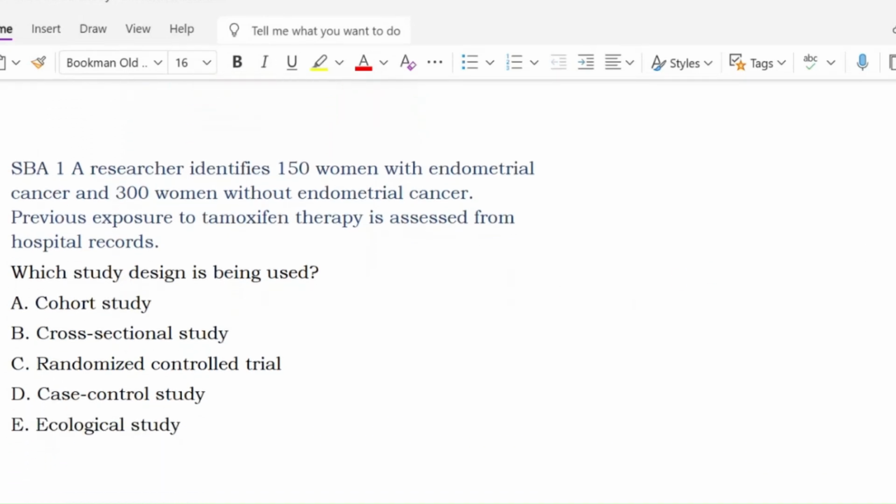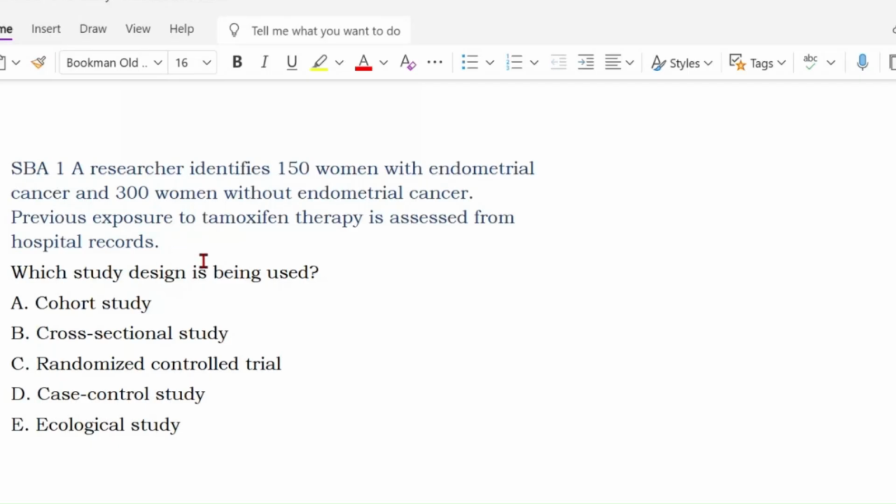Yes, sir. A researcher identifies 150 women with endometrial cancer and women without endometrial cancer. Previous exposure to tamoxifen therapy is assessed from hospital records. Which study design is being used? Cohort study, cross-sectional, RCT, case control, ecological study. Sir, case control study. Justify case control. Sir, because we are taking disease and the non-diseased one, endometrial cancer and without. And we are going backward.